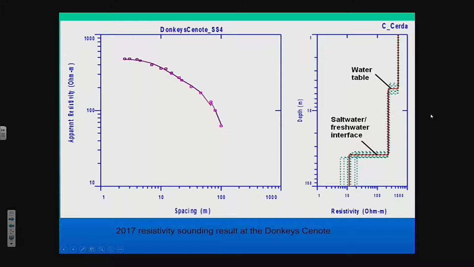So we've seen that a few times. We were hoping to see that again this year in different locations. So it gives an idea of changes in the saltwater freshwater interface. Basically, that gets deeper as you get away from the coast.